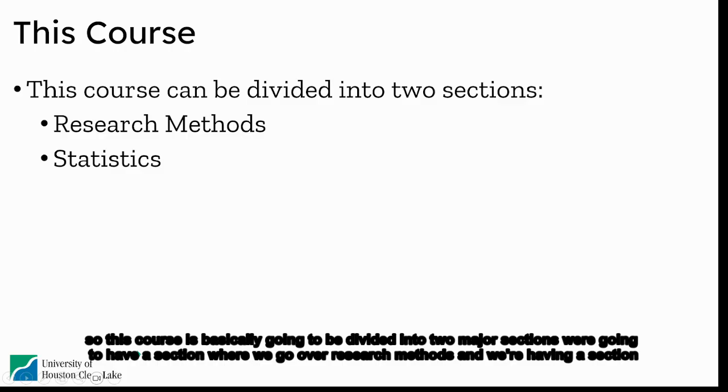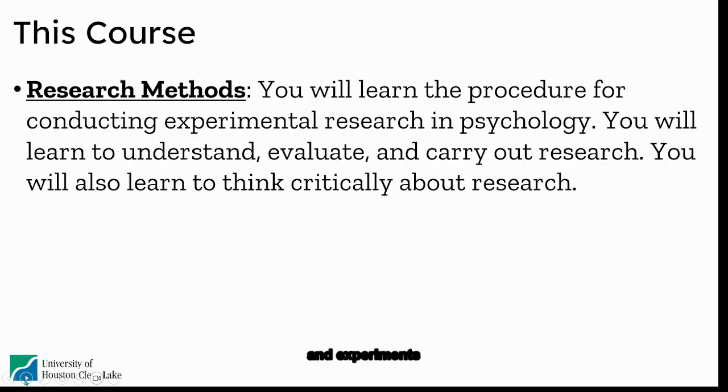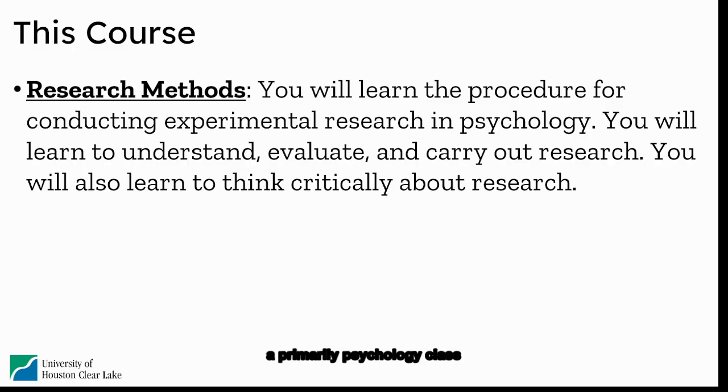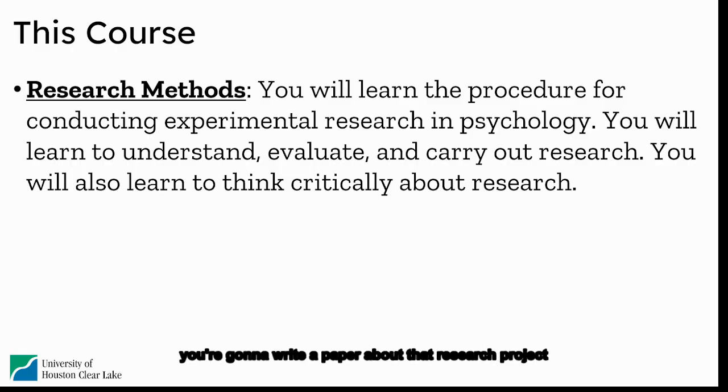So this course is basically going to be divided into two major sections. We're going to have a section where we go over research methods, and a section that's going to review the statistics that are generally used in experiments. So research methods, in this course, you're going to learn the procedures for how we conduct experiments. And most of those experiments are going to be in psychology because this is a primarily psychology class. You're going to learn how to understand and evaluate and carry out research, but you're not going to actually carry out any research. You're going to design a research project. You're going to write a paper about that research project, but you're not going to actually carry it out.